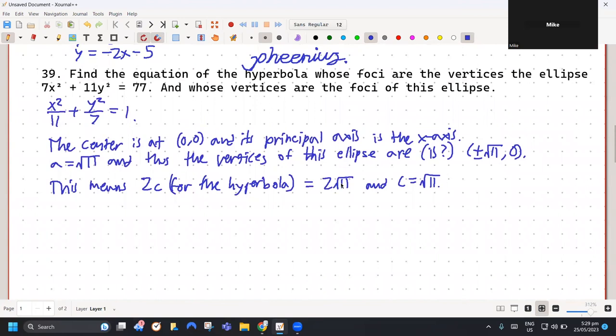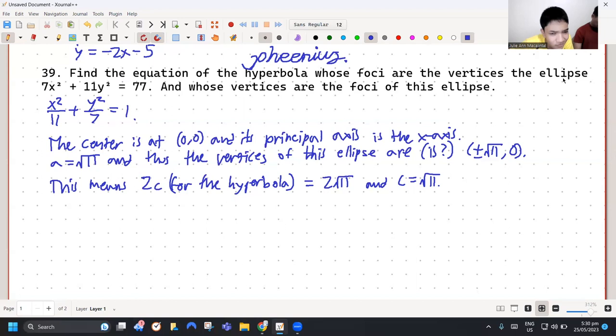Di ba hindi siya, yung saan ba related? Ano ba yung C? Di ba that's a parameter for the focus? Teka. Vertices of the ellipse are okay, and then hindi ganito. Mamaya mo na yan. I-express mo muna yung vertices and foci of the ellipse. Or hanapin mo muna silang dalawa bago mo i-translate into yung sa hyperbola. Kasi nami-mix up eh.